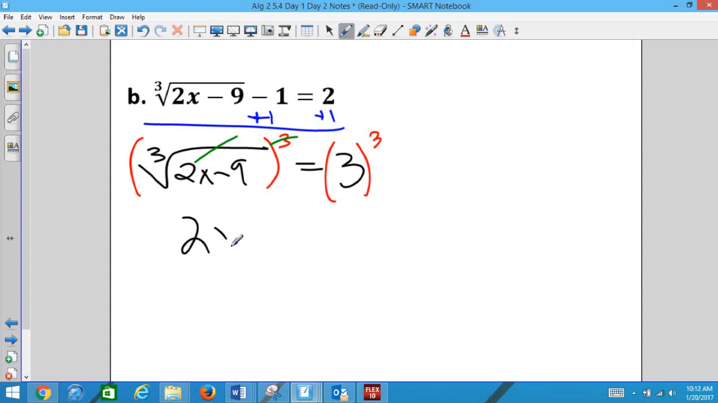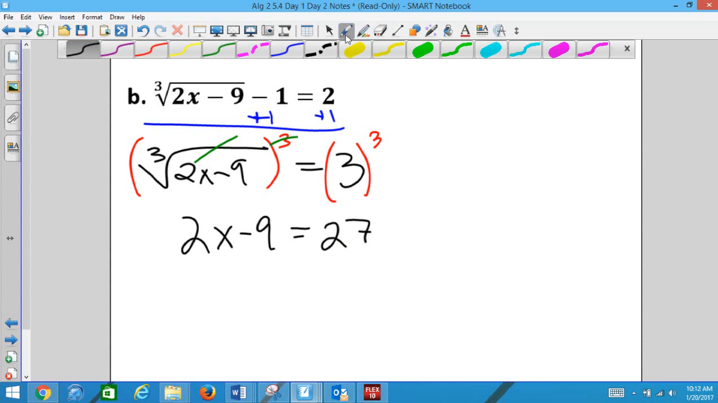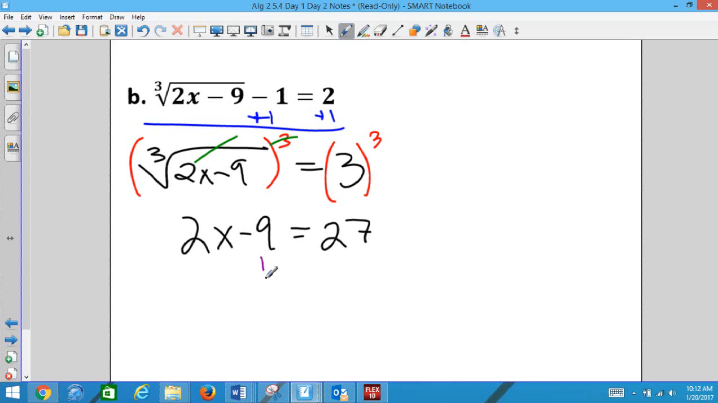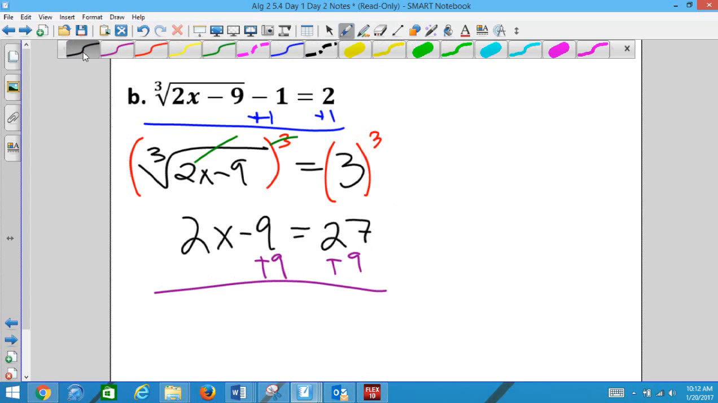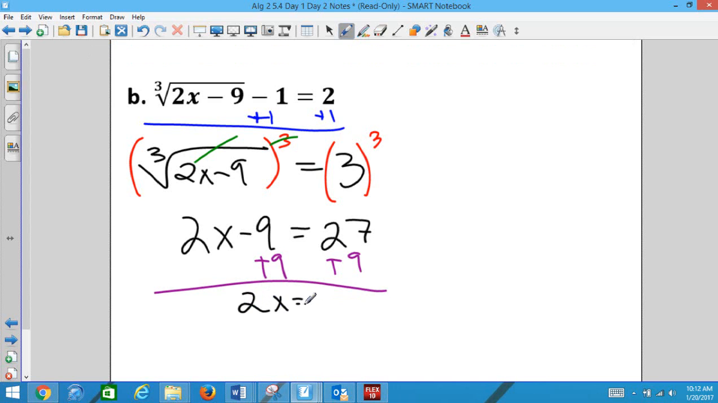We get 2x minus 9 equals 3 times 3 times 3, 27. Add 9. So we get x equals 18. But I don't know if that's true unless I check it. So we do need to check these.